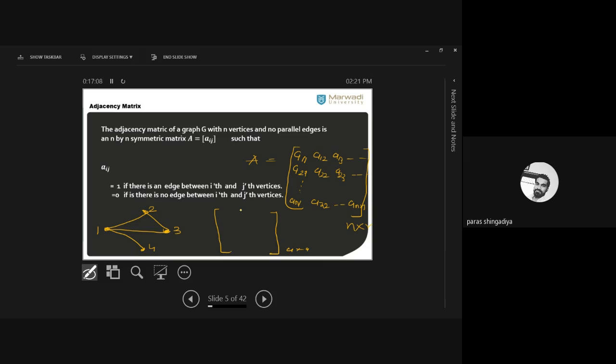What does it mean? A11. If 1 is related to 1, what does it mean? 1 कब 1 पे relate होगा? Loop होगा तब. Yes, very good. Okay. 1 related to 1. A11 entry का मतलब क्या हुआ? A11 means there is an edge between the first vertex to the first vertex.